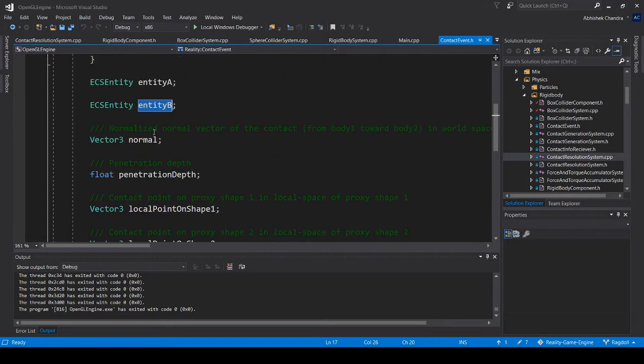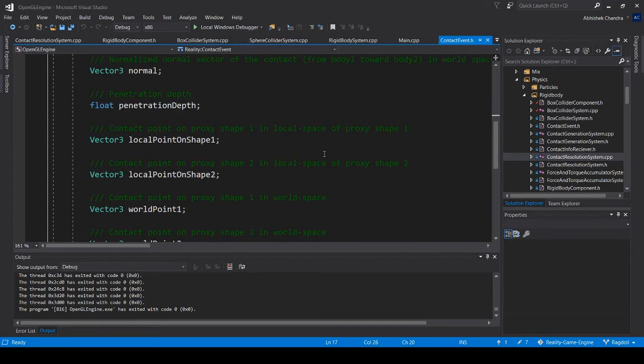So we have the two entities, the normal from A to B for the collision, and the penetration depth. All of these are there for particle contacts as well. Something slightly different is that there are two points of contact as opposed to one, and in fact we have the position of the point of contact in the local space of each object and also in world coordinates. Now, when two rigid bodies are overlapping, it's rarely the case that they're going to overlap exactly at one point.